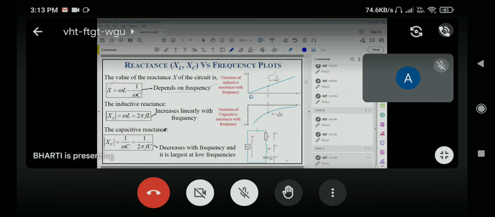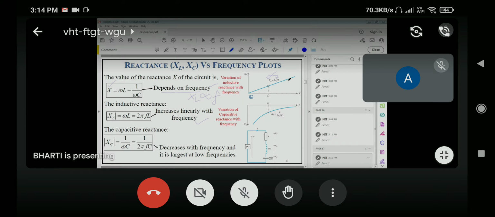Yes, ma'am. That means if you talk of XL with respect to F, the variation of inductive reactance with frequency, that's a straight line, meaning it is directly related. XL is directly proportional to F, है कि नहीं? ठीक है? That means it increases linearly with frequency. So if you are asked to draw a graph between the inductive reactance and the frequency, it will be a straight line. Clear to everybody?